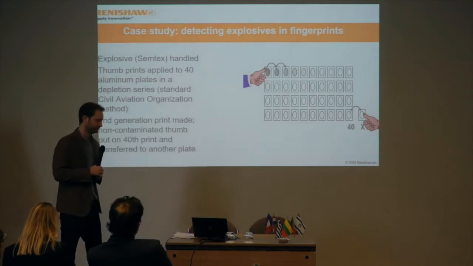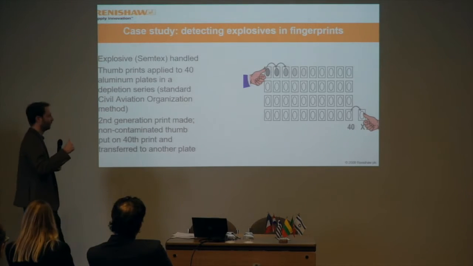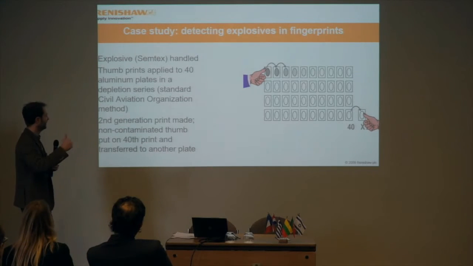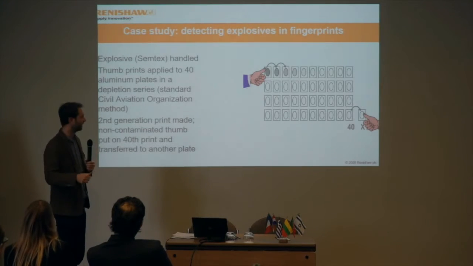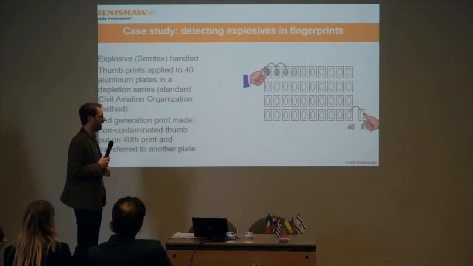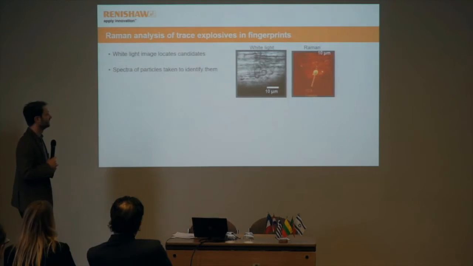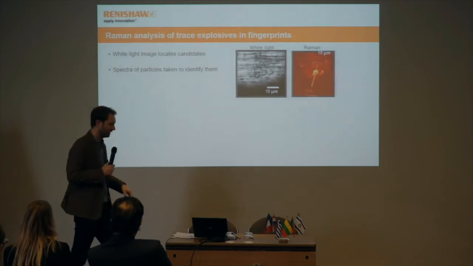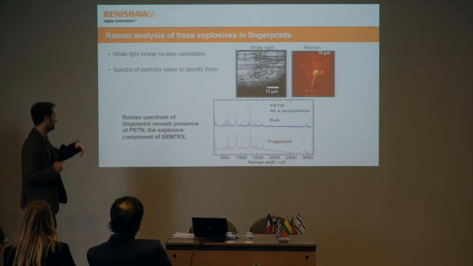So there's one test which is actually quite standard in the aviation industry. One hand was in contact with Semtex, an explosive, and it has been handled, and the thumbprint has been printed 40 times on different plates, and we've measured the 40th imprint. We've done a map of this fingerprint: we have the white light image on the left-hand side, and the Raman map on the right-hand side, and we could still detect the PETN, which is one of the substances of Semtex.